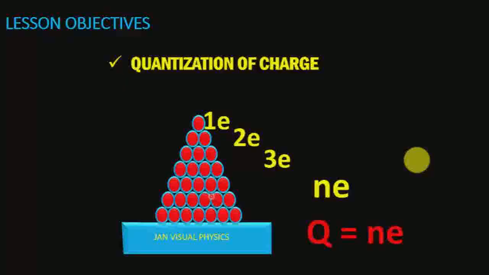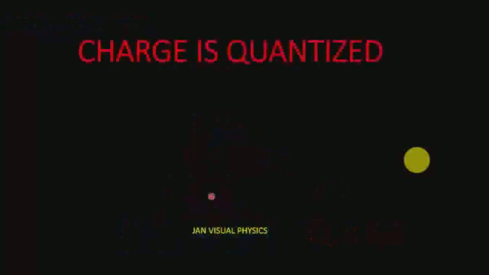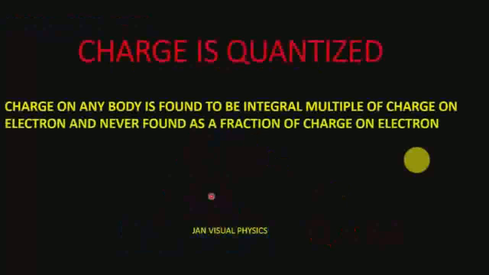In this video, we will discuss the quantization of charge. Charge is a quantized quantity. Quantization means the existence of a quantity in a discrete or discontinuous manner. First, we define what quantization of charge is. The charge on any body is found to be an integral multiple of the charge on an electron and never a fraction of the charge on an electron. First, we understand quantization with the help of an example.